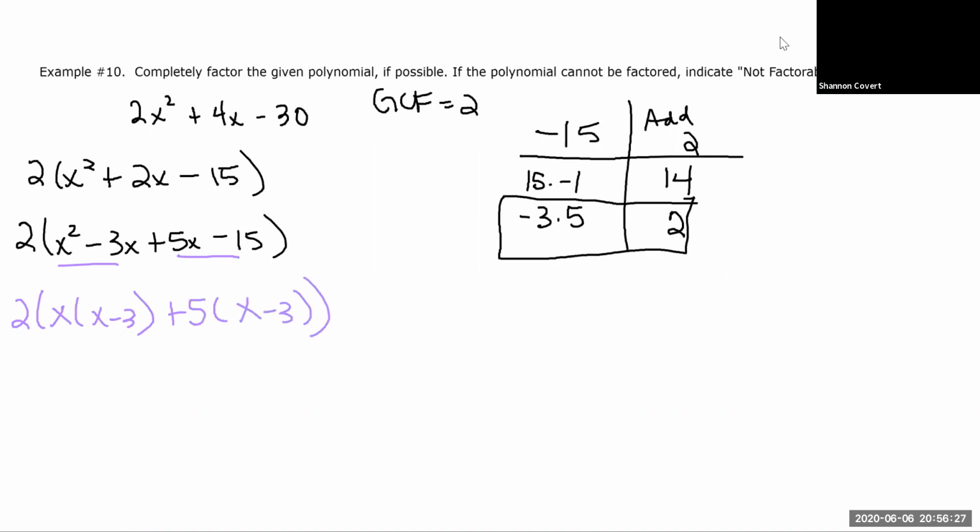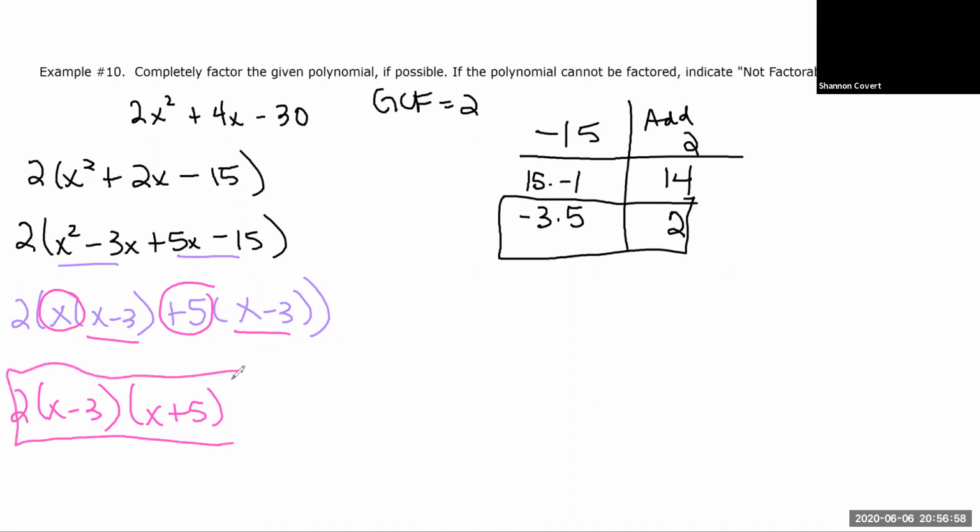I'm liking what I'm seeing. There's our binomial that we have in common. Keep the 2. Factor out that binomial. And the other binomial is what was left, x plus 5. Put a box around that. Actually, what you're doing on your end is typing that into Hawks. Oops, got my box a little crazy.